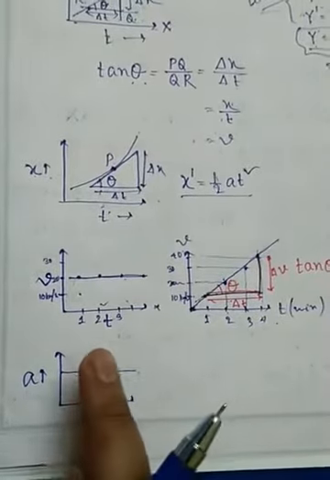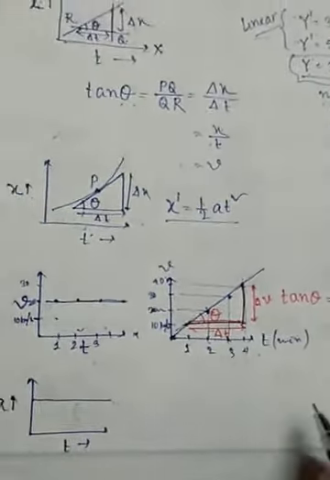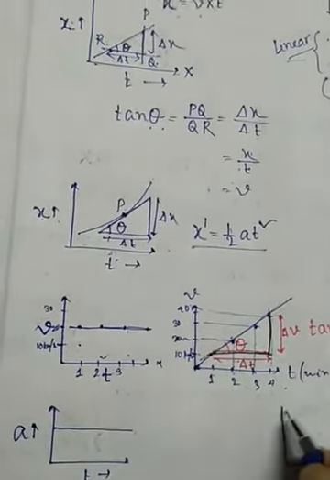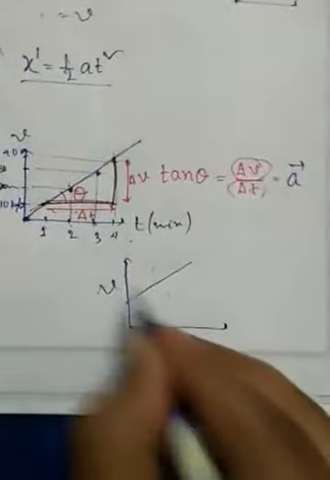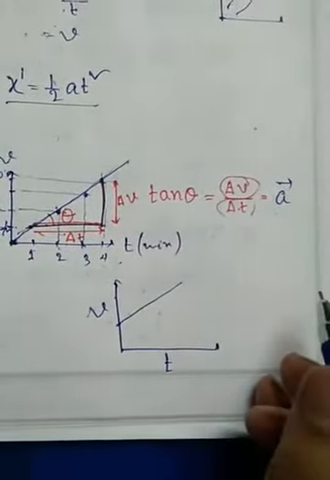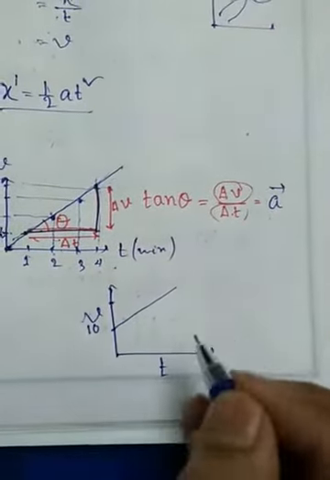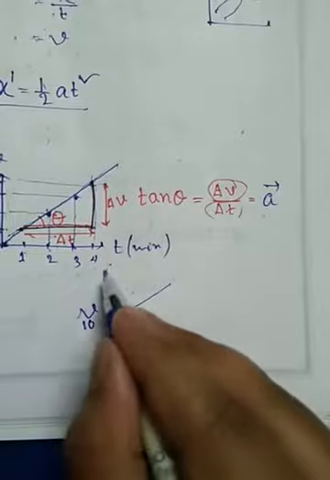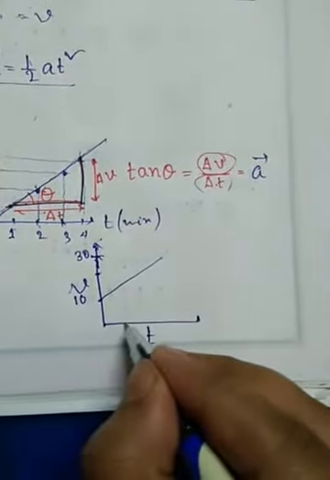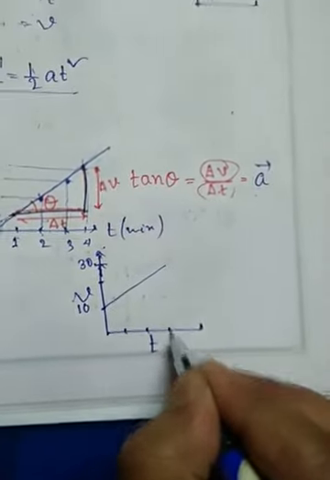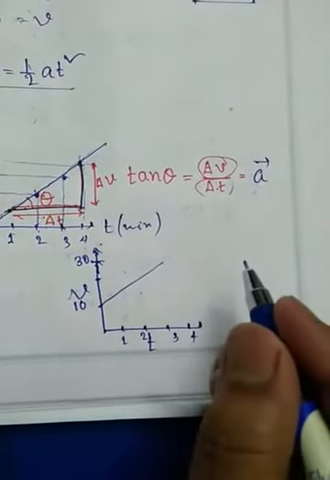Okay, now let's talk about another consequence. If we draw a velocity-time graph like this, let's say this is a velocity-time graph. I'm asking you, let's say this is 10, this is 20, this is 30 or something like this, and this is 1 second, 2 second, 3 second, 4 second, like this.